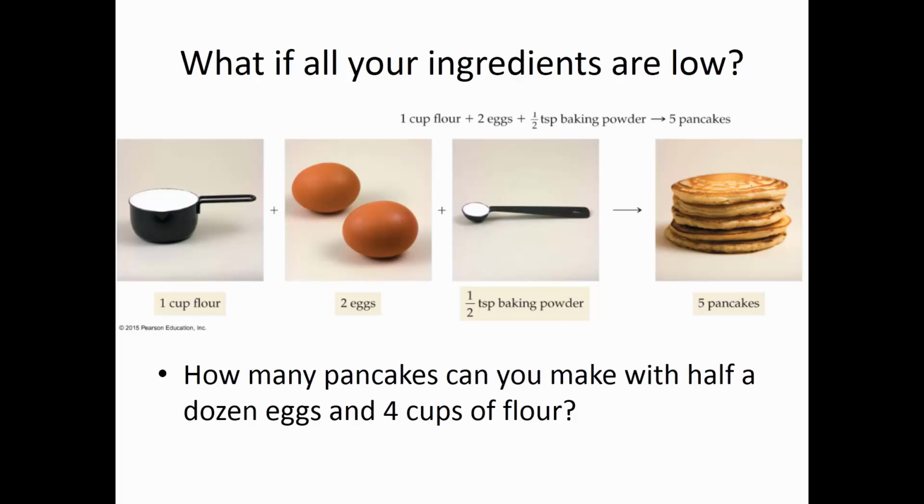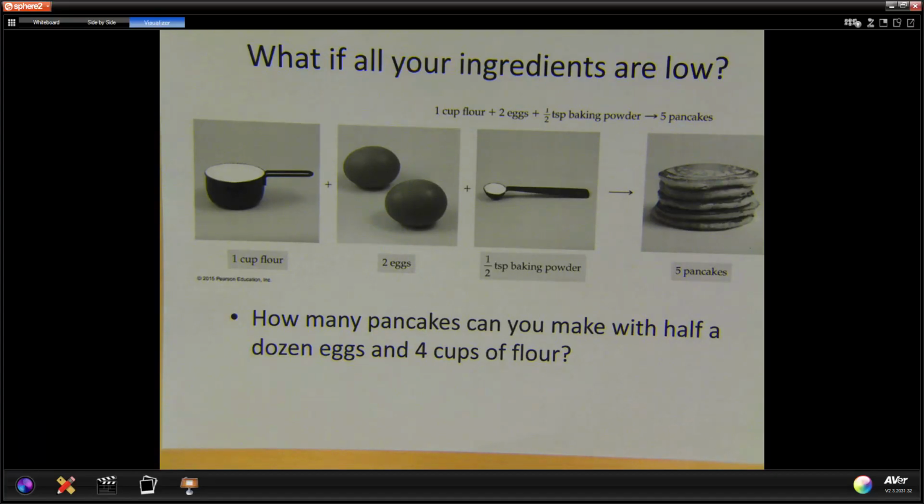I want to continue our analogy with the pancakes to an example where we are using the limiting reagent concept. Feel free to pause your video and try to solve this problem, and then we will go through it. So the question is, how many pancakes can you make with half a dozen eggs and 4 cups of flour? This question we can identify as a limiting reagent question because we are given amounts of 2 of the reactants.